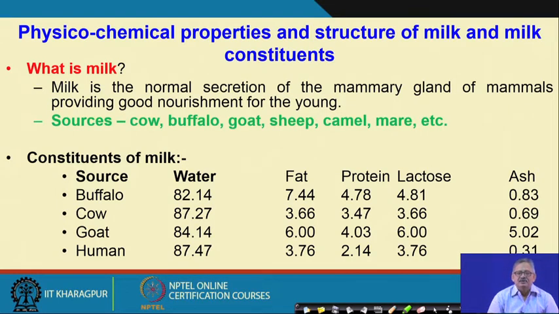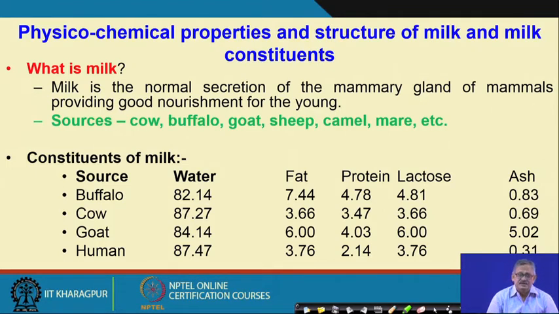Now, if we look at what it is made of, the constituents of milk, I have given it in a tabular form. You see that it is different from source to source, like buffalo, cow, goat, human, and many, many others. I cannot make the full list here because that will take a huge amount of time.